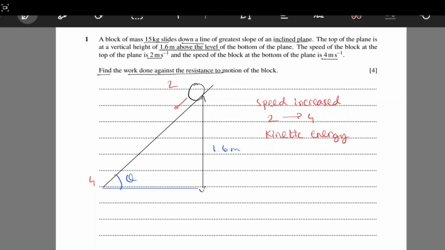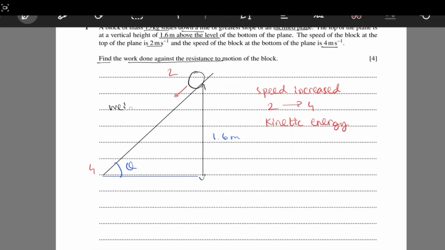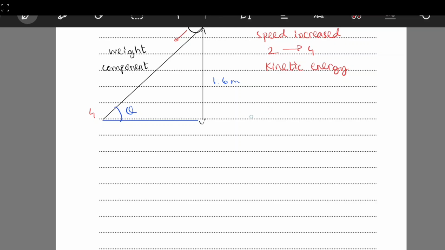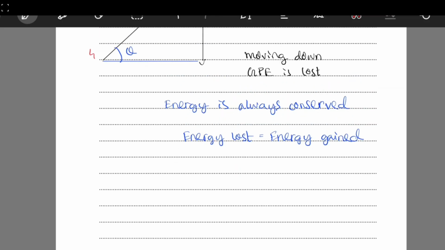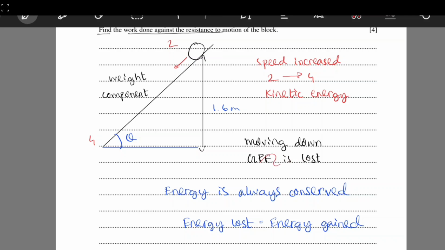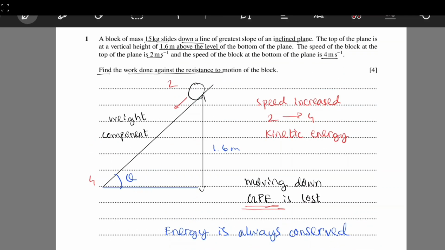You also need to understand that the block is moving down due to the weight component. And since the weight component is doing work, or in other words, since the block is moving down, GPE is lost. And we know that energy is always conserved. Keeping that in mind, we can form the equation that energy lost is equal to the energy gained. So, what energy is being lost in this question? The gravitational potential energy is lost as it moves down.